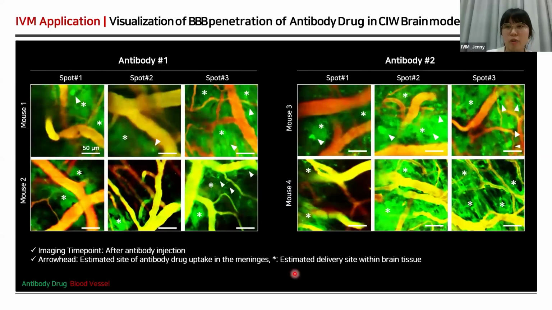And in the same experiment, the distribution patterns of each antibody drug within the meninges were also observed. Although some inter-animal variability was present, overall, antibody drug number 2 exhibited a higher level of uptake compared to antibody drug number 1. These results suggest that the accessibility and accumulation characteristics of antibody drugs within the meninges may serve as important factors influencing delivery efficiency and therapeutic target selection.